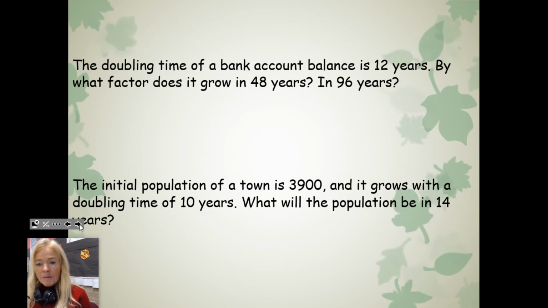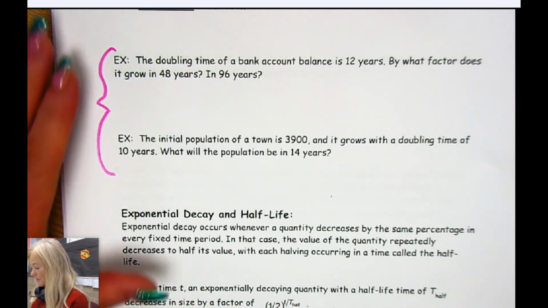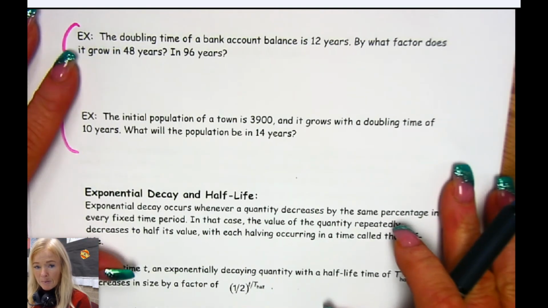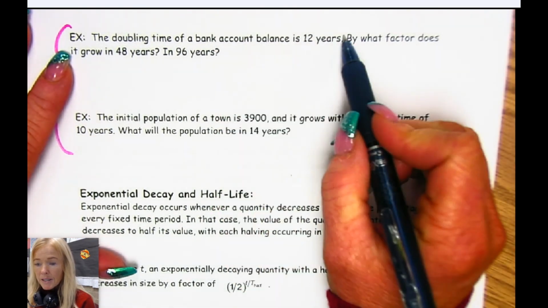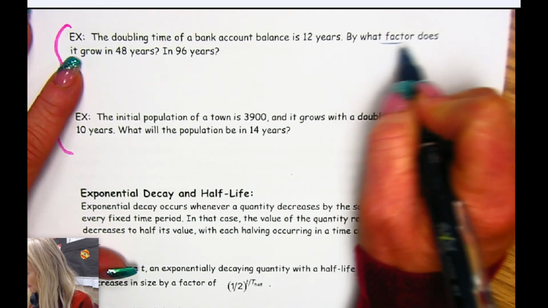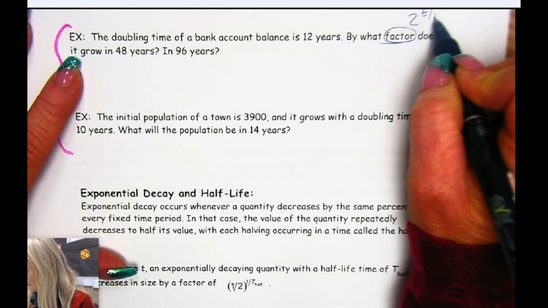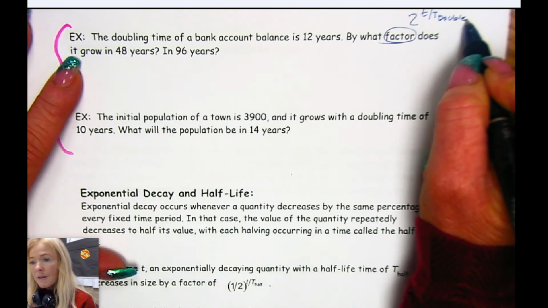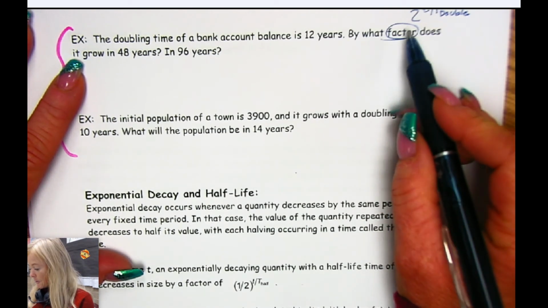All right, doubling time of a bank account balance is 12 years. By what factor does it grow in 48 years, in 96 years? So we're going to try these two examples now. It says by what factor. So when you see that by what factor, remember that's 2 to the t over double time. That's going to be just the part of the formula for that.